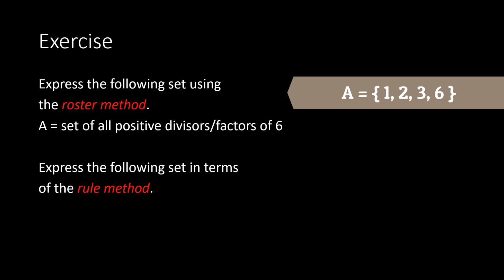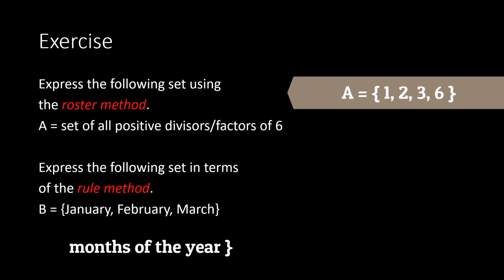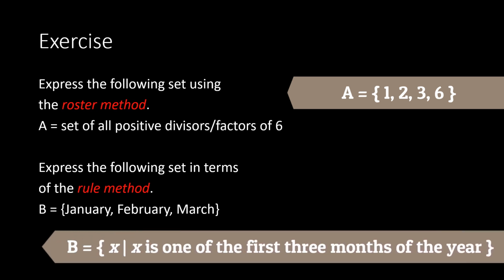Express the following set in terms of the rule method. Set B contains January, February, and March. Sige, try nyo munang sagutan. Ito ang sagot. Set B is a set containing X such that X is one of the first 3 months of the year.